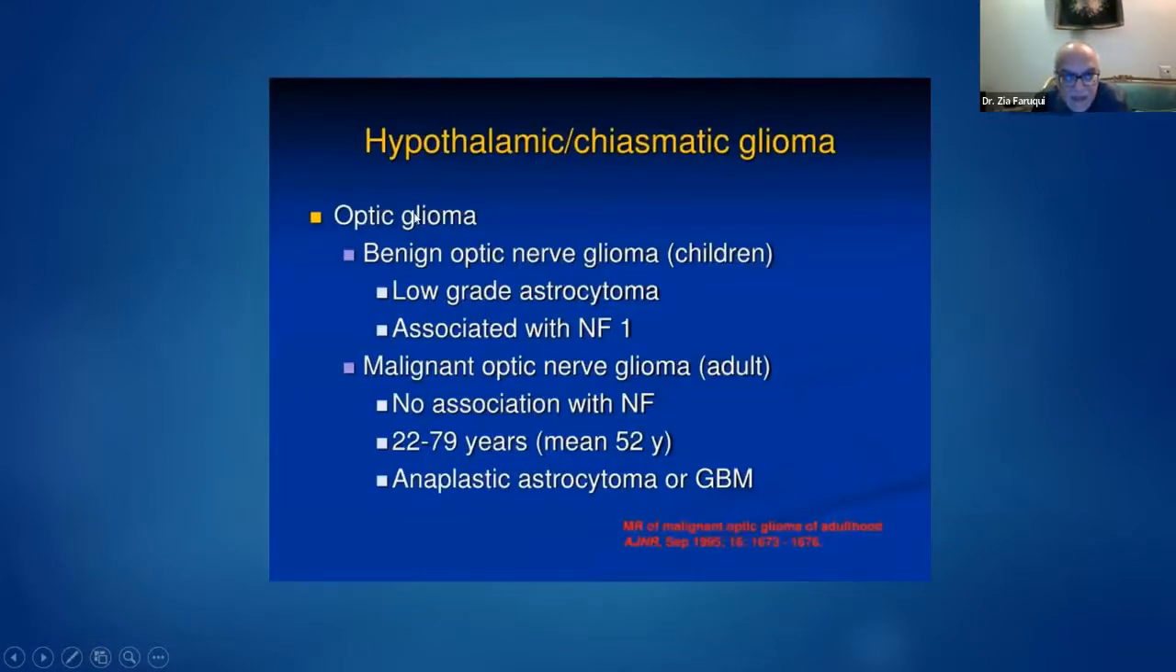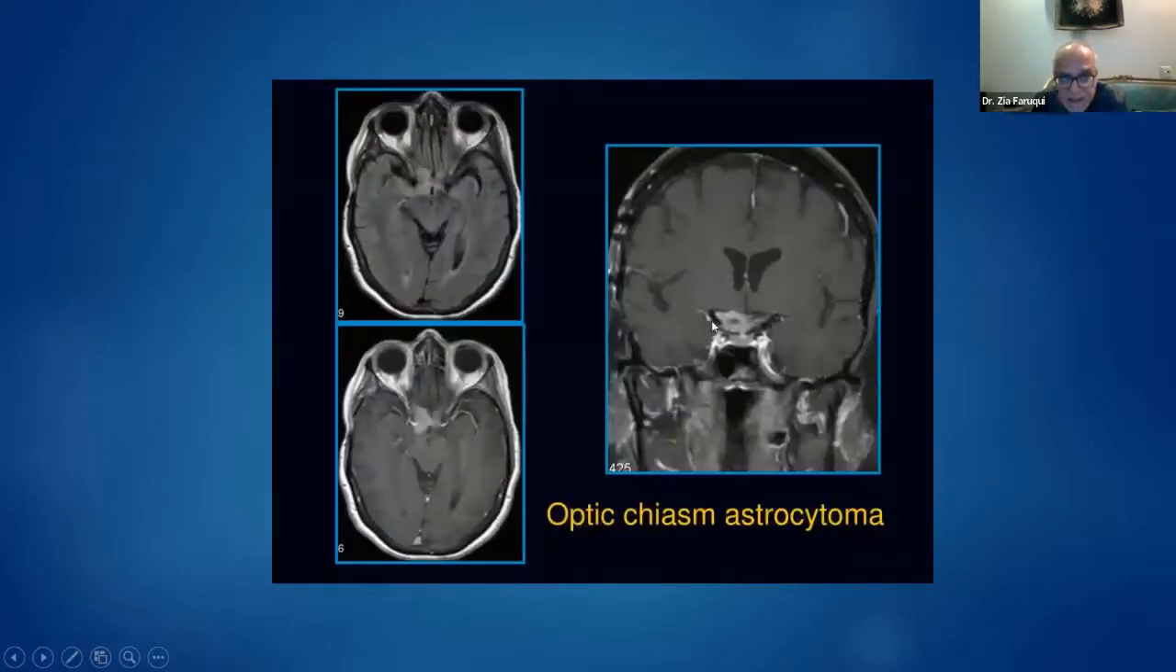Optic gliomas are different diseases, like craniopharyngiomas, different disease in children, different disease in adults. In children, these are benign, low-grade astrocytomas associated with NF1. In adults, these are malignant tumors. There's no association with neurofibromatosis, and they occur around the 5th to 6th decade. And these are usually anaplastic astrocytomas or GBM. And again, typical appearance is an irregular enhancing mass in relation to the optic chiasm. And you can see the extension up to the optic apex on the right side.